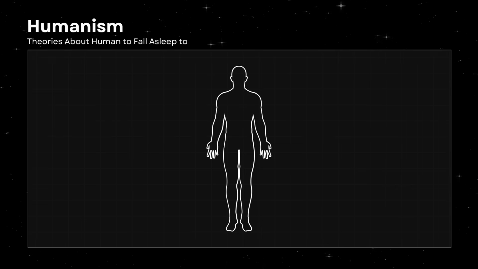Modern humanism grew from these early ideas and was shaped by science, democracy, and the belief in human rights. It centers on the belief that people are responsible for solving problems.